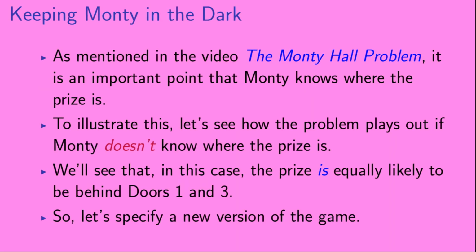As mentioned in the video, The Monty Hall Problem, it is an important point that Monty knows where the prize is. To illustrate this, let's see how the problem plays out if Monty doesn't know where the prize is. We'll see that, in this case, the prize is equally likely to be behind doors 1 and 3. Okay, so let's specify a new version of the game.